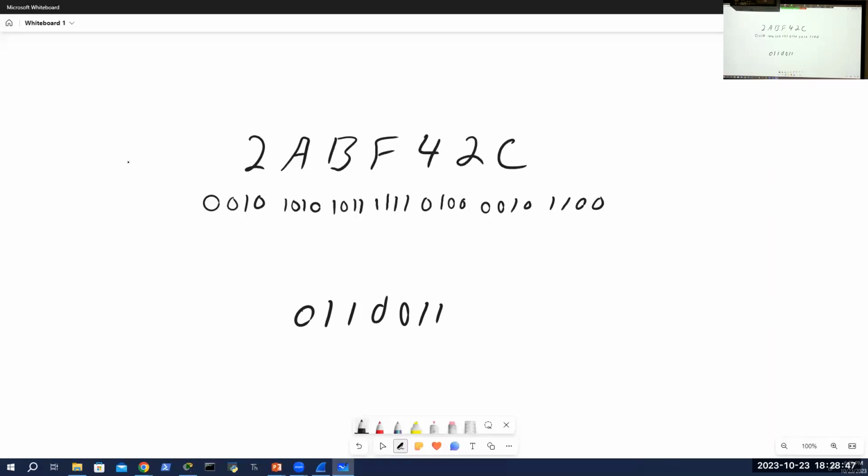Make sure I don't do too many digits. Okay, so that's a 0. Wait, I'll rewrite that. All right, so go ahead and convert that to a hex value.